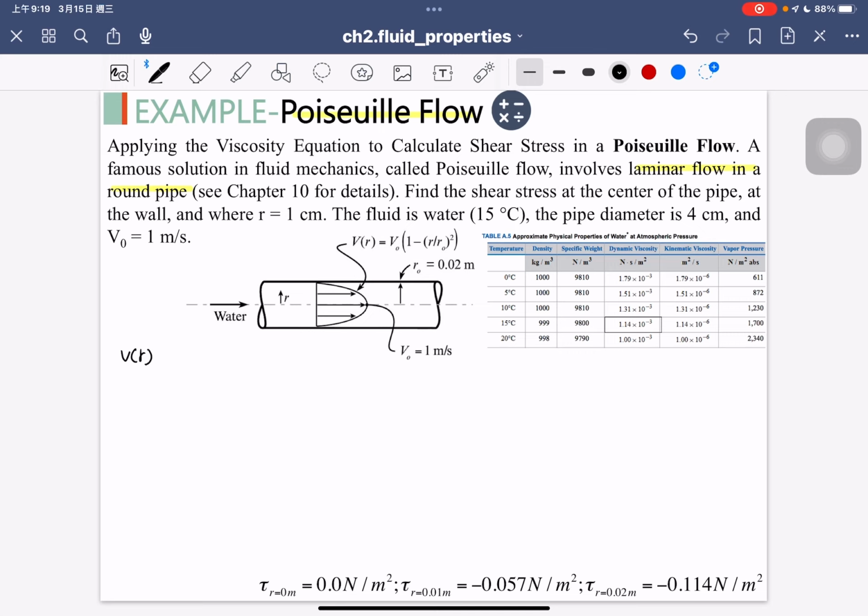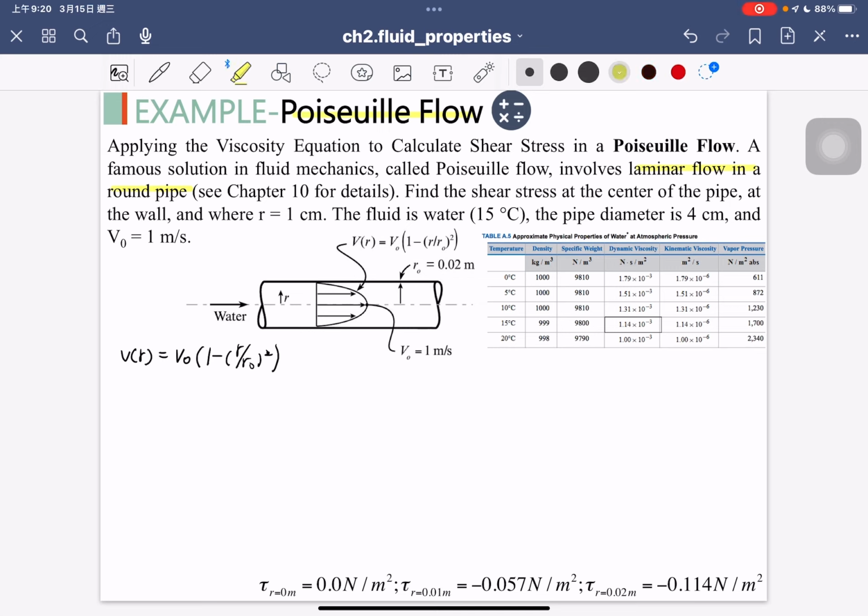So the velocity as a function of the radius is equal to V0, the constant velocity along the center of the pipe, multiplied by 1 minus (r divided by R0) squared. Okay, so this is our velocity field. We actually know the velocity field, and we are just trying to figure out what conditions we already have.